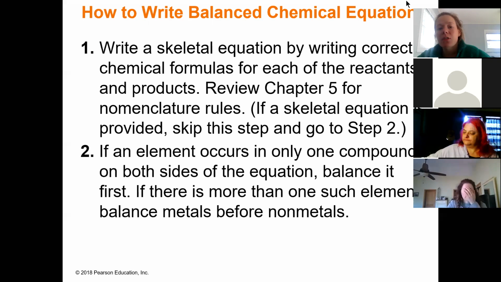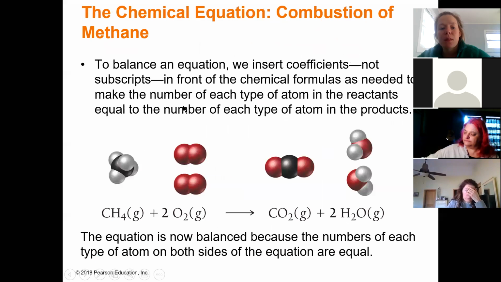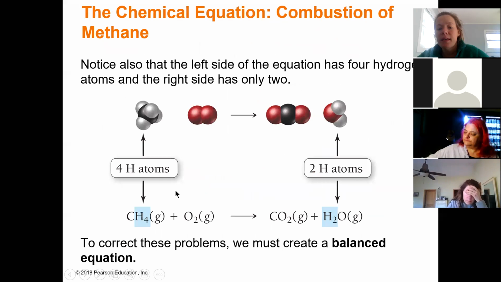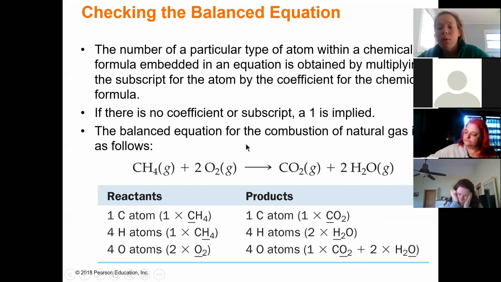So once you've got your skeletal formula, this would be an example of a skeletal formula. It just has the relative compounds in their respective places, right? So it tells you the reactants, it tells you the products, they're separated by pluses. It's not balanced though. Now we've got to balance.